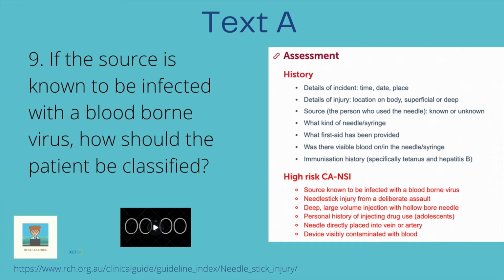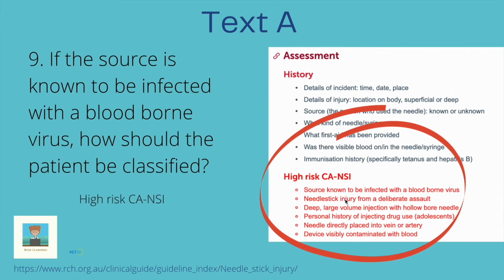Okay, so if the source is known, so I'm looking for this word source and blood-borne virus, that's really hard to paraphrase. So we look for that, and if you're scanning here, you'll find blood, and you'll also find blood-borne virus here. The source is known. Then, of course, the patient is a high-risk patient. So that's how they should be classified. And you put your answer as such.